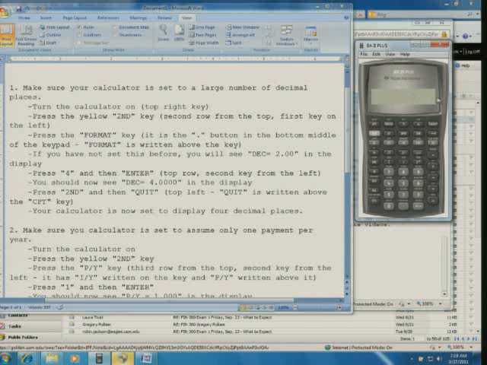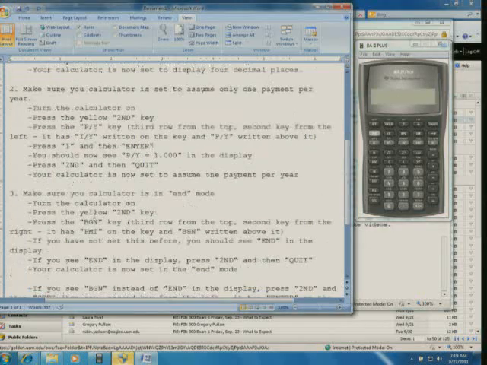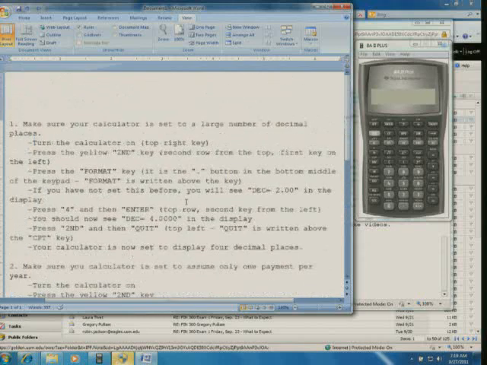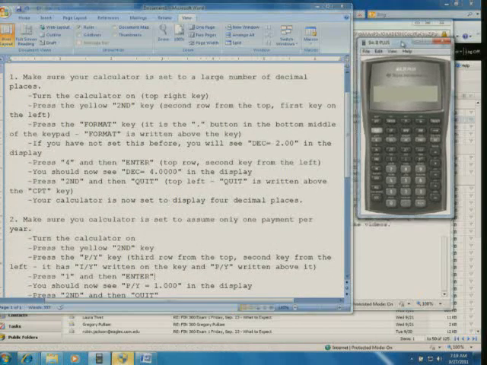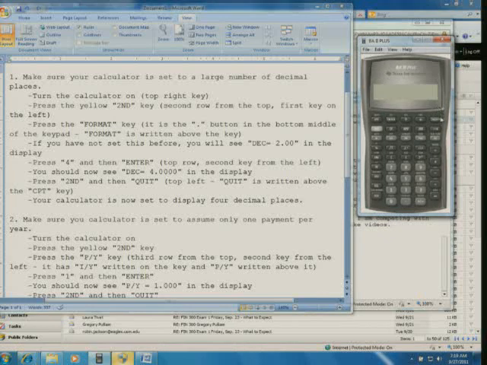If you're using some calculator besides the BA2 Plus, please still set it up according to these directions, but consult your manual to figure out how to do it. Set it for the large number of decimal places, to make sure that you're assuming only one payment per year, and then also to make sure your calculator's in end mode. Okay, but for the BA2 Plus, the first thing we're going to do is set it to display a large number of decimal places.